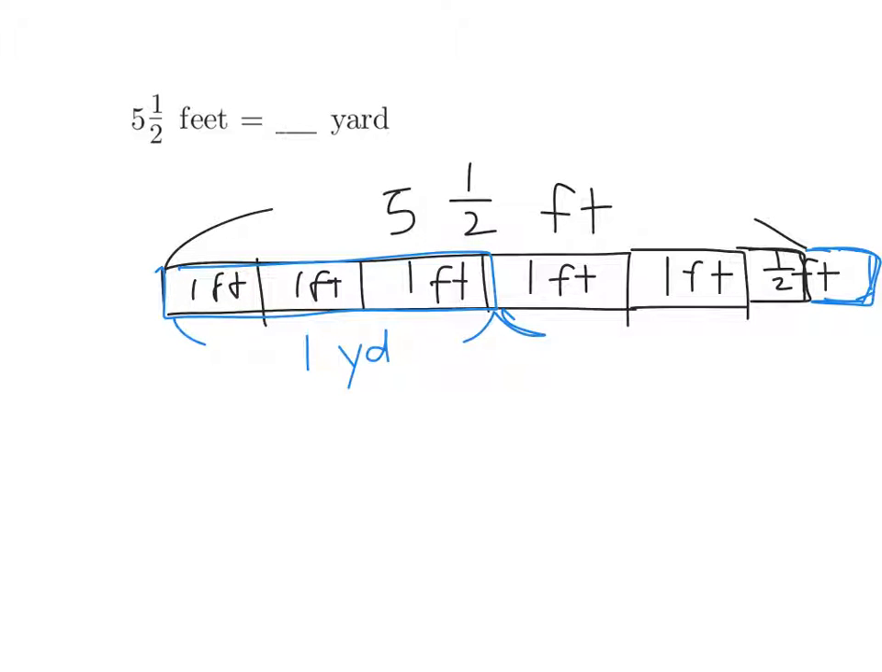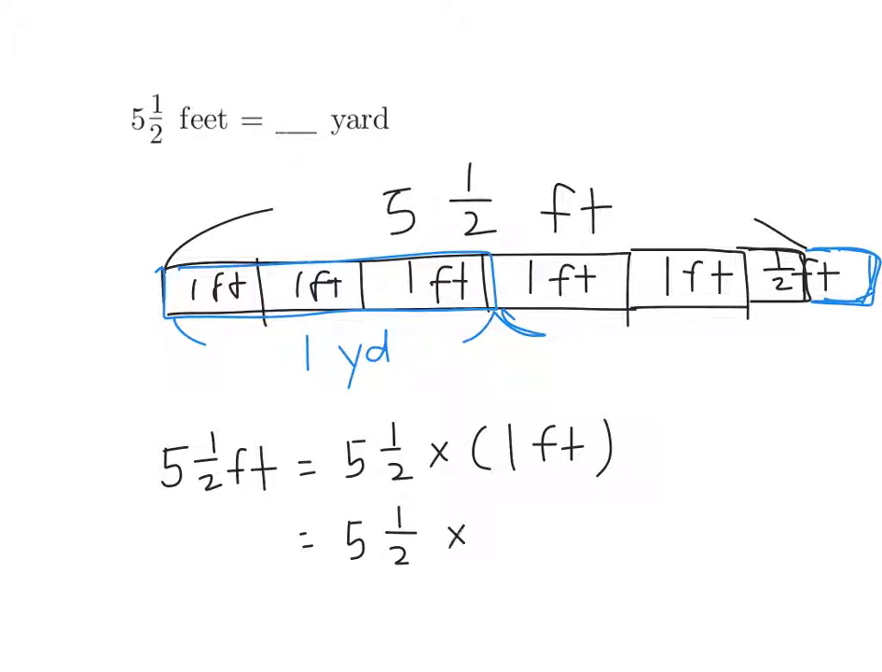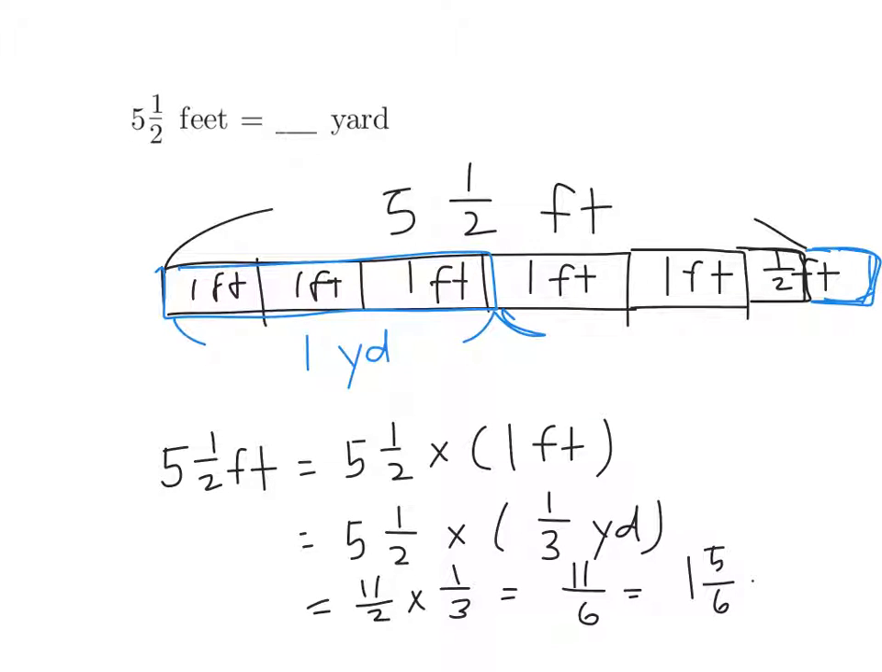So I'm going to use unit conversions to figure it out. I know that 5.5 feet is the same as 5.5 times 1 foot, which is equal to 5.5 times 1/3 of a yard. Okay, 5.5 is the same thing as 11 halves. I have to multiply that by 1/3, so I get 11 over 6, which is 1 and 5/6 of a yard. So here we can see how these unit conversions really help us figure out how to change the units of measurement.